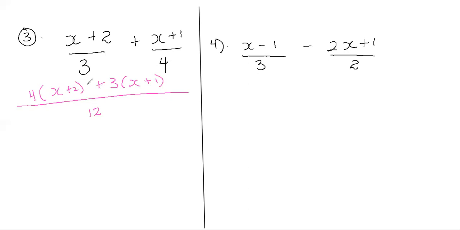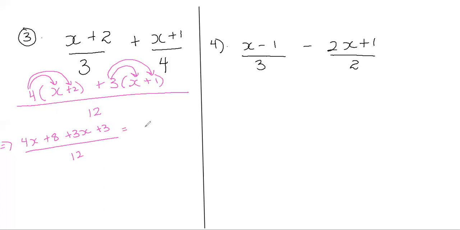In my next step, I would actually do all the multiplication and open my brackets. So my next line now, I'm going to open the brackets. So I'm going to do here, 4 by x is 4x. 4 by 2 is 8. 3 by x is 3x. And 3 by 1 is 3. All over 12.